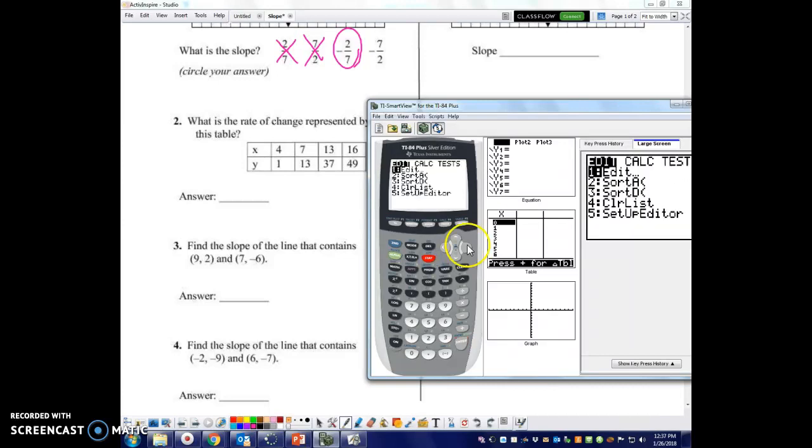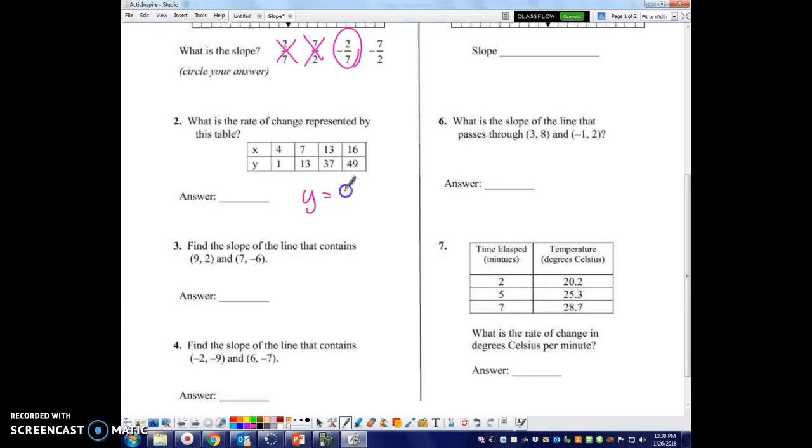Then stat, over to calc. Now we're not going to choose 5 this time because 5 is quadratic regression. This is linear, so what do you think we're going to use? 4, linear regression. Hit enter. It tells us the equation is y equals 4x minus 15. Which one is the slope or the rate of change? The thing right in front of the x. So our answer is 4.